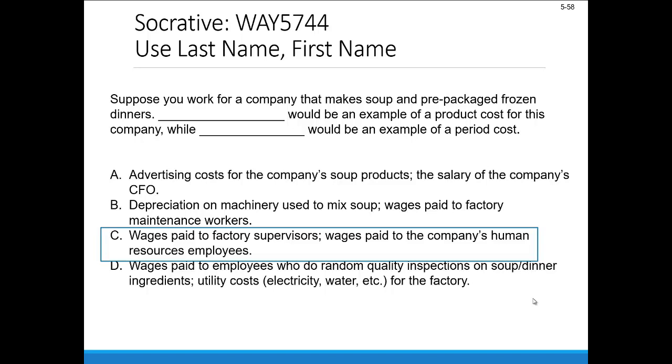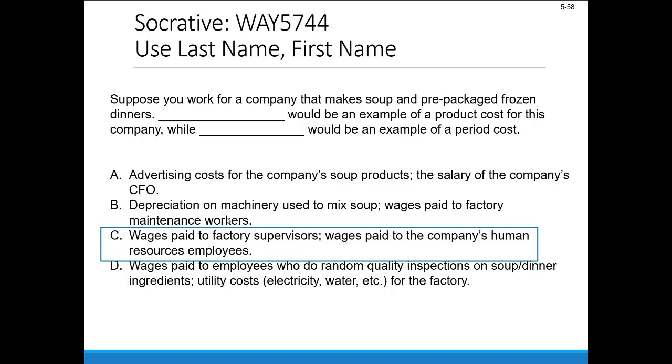So the best answer there is C. Wages paid to factory supervisors would be an example of a product cost, and more specifically, supervisory costs would be manufacturing overhead, keep that in mind, for this company, while wages paid to the company's human resources employees would be an example of a period cost. Okay, HR, legal, information technology, administrative roles, those would all be period costs.